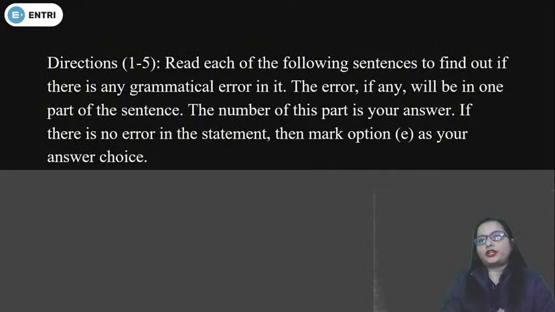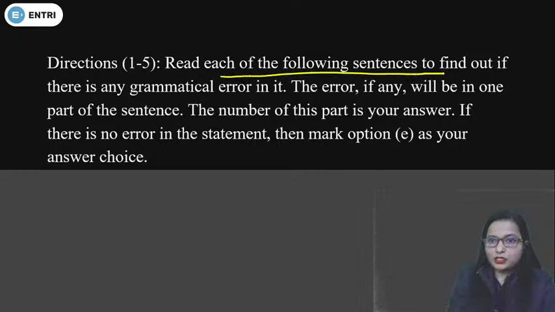It is very important to read your direction first, because as I told you, in banking examinations you will always see surprises, right? So the important thing is that you read the instruction or the directions, so that you get an idea of what you are going to do in this particular question. Here the direction says, read each of the following sentences to find out if there is any grammatical error in it. That means you have a sentence, and if you can find an error, then you have to mark where the error is.